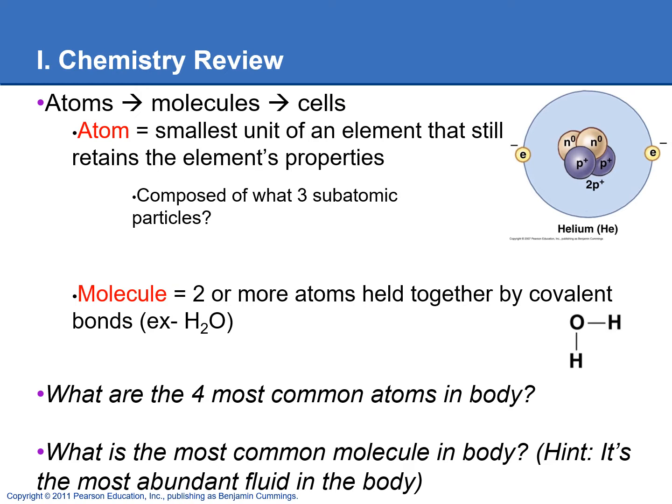And then the 4 most common atoms in the body, if you remember from chemistry, that would be hydrogen, oxygen, nitrogen, and carbon. So I always just remember HONC with a C. So not a K, but with a C. And then the most common molecule in the body, and a big hint, it's the most abundant fluid in the body, that would be water. So the most common molecule in the body would be water.